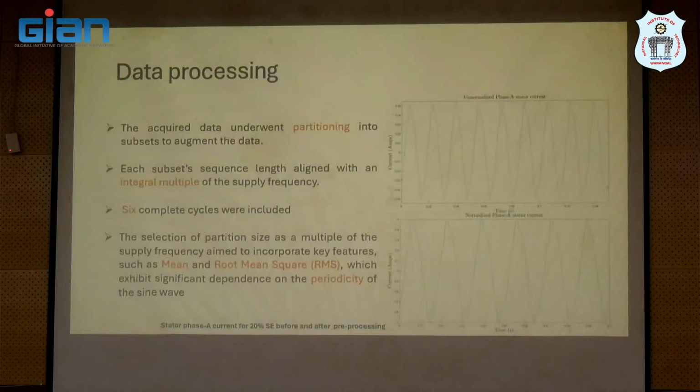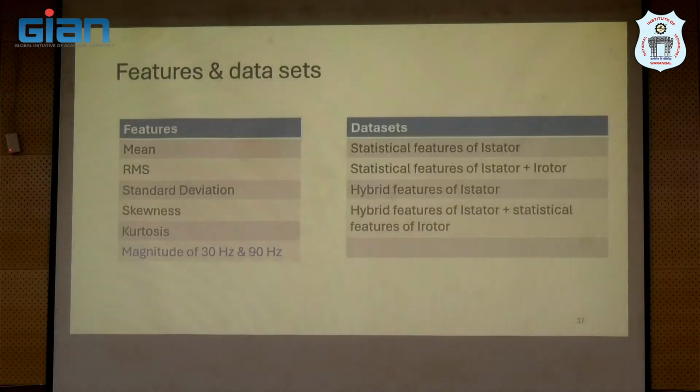We may have to do some data processing. Say, for example, I have to take periods, estimate, extract features, right? So first I have taken the unnormalized phase A current, and I have normalized or rescaled it between +1 and -1. I have considered 6 cycles. Then I have extracted certain features like mean, RMS, standard deviation, skewness, and kurtosis. These are all time domain features. I have also done the frequency spectrum of my currents and extracted the magnitude of sideband components. So they are frequency domain features.